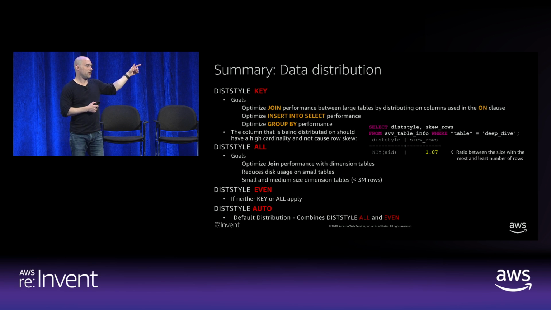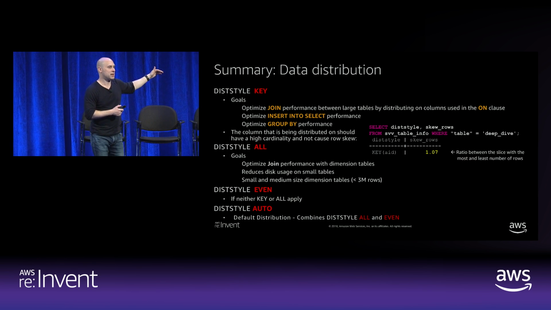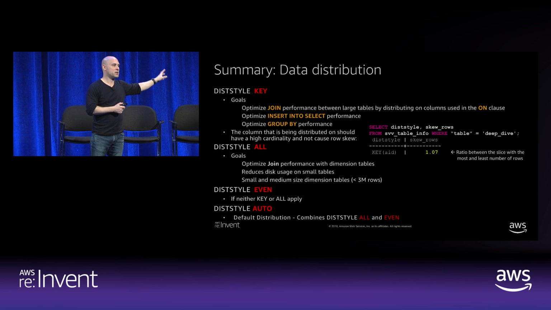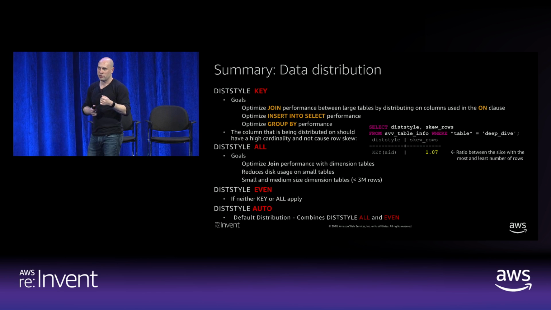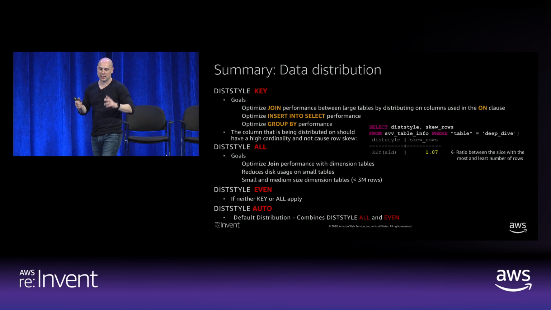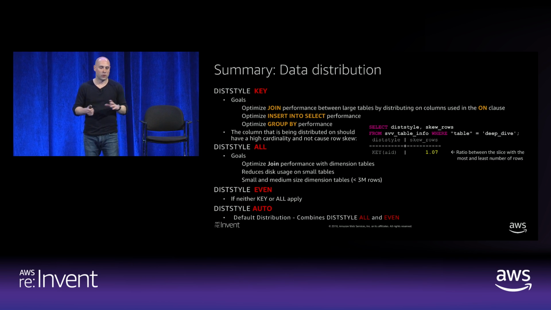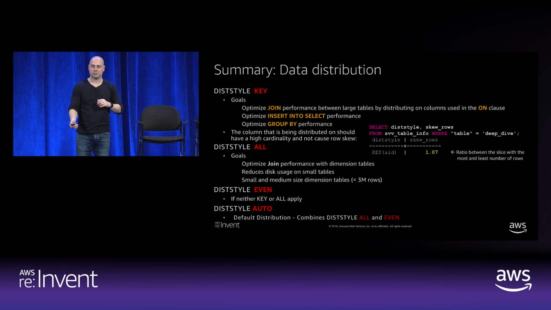I used to always say, if you're not sure, stick with dist_style even. I think going forward, I'm going to have to say, if you're not sure what to do here, stick with dist_style auto. Dist_style auto, like I said, is brand new. It's not in all regions. You should have it hopefully within the next few weeks. It should be everywhere. But yeah, dist_style auto, like I said, combines all and even together.